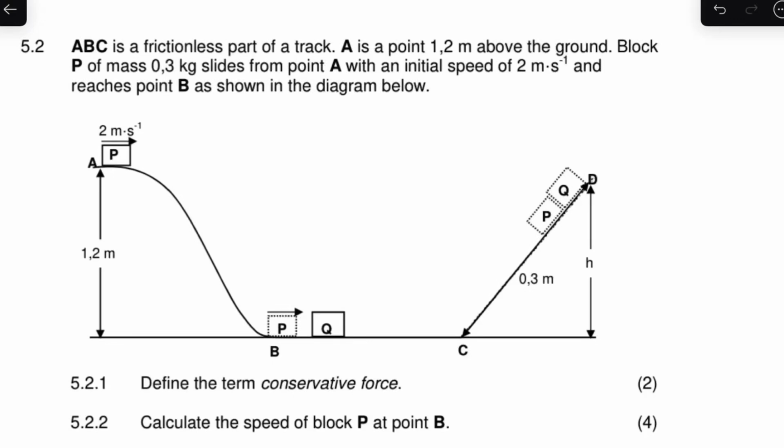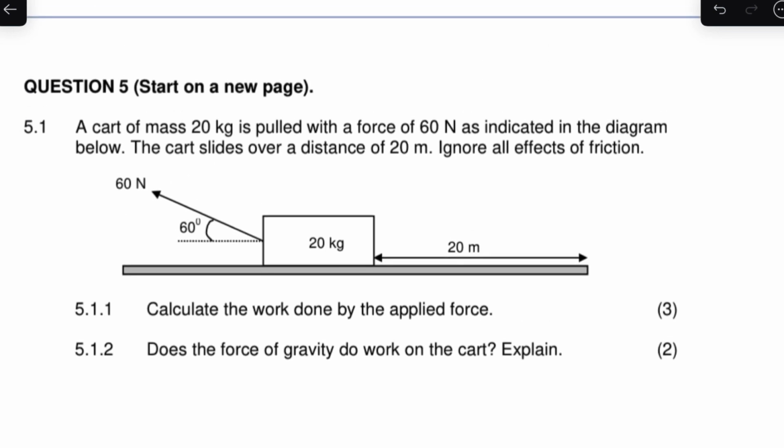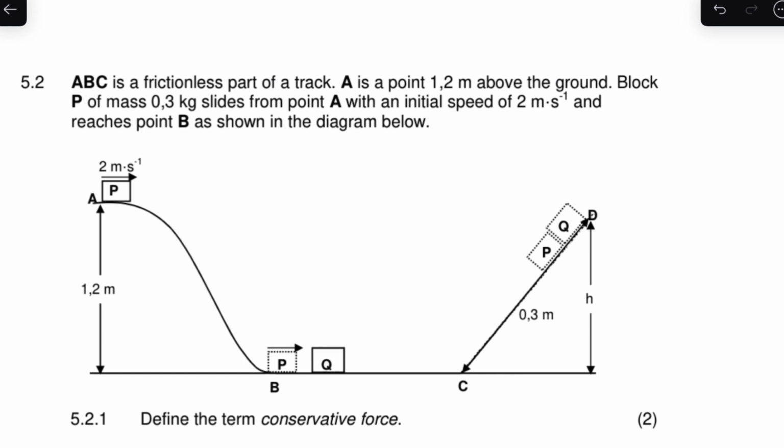Here's another question, folks. It's a work, energy and power question that involves momentum and conservation of mechanical energy. Now, in this question, guys, okay, this question starts here, but I'm not gonna dwell on this. It's easy. Let's look at this one.